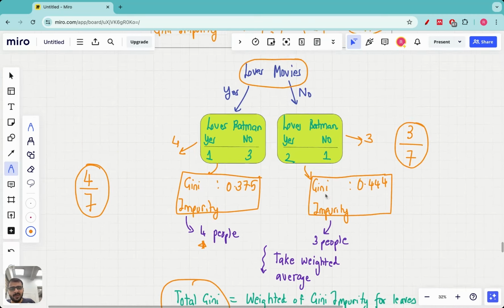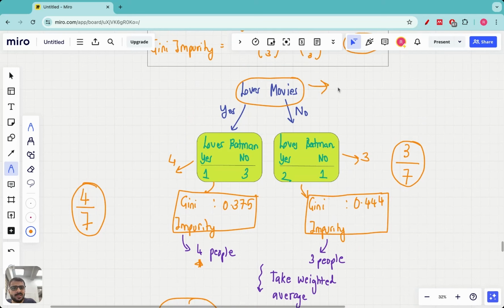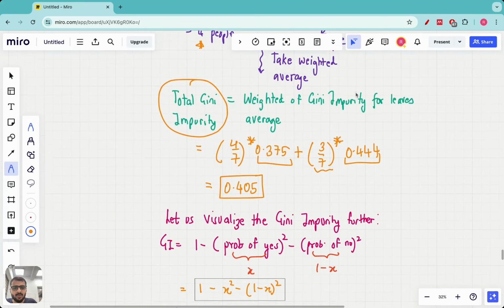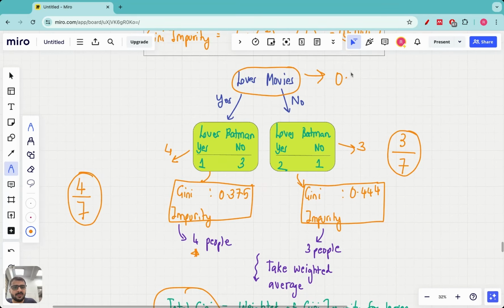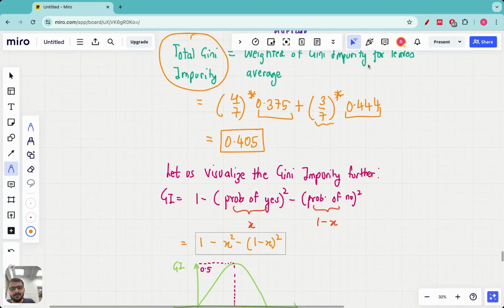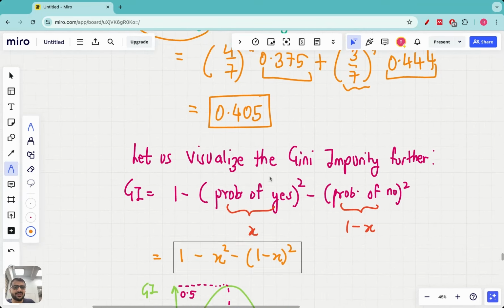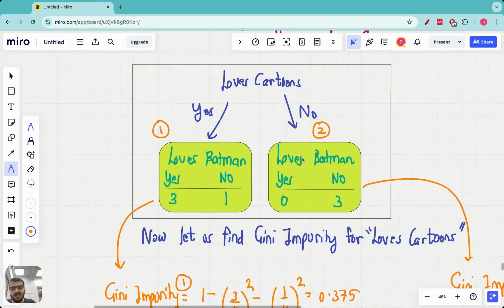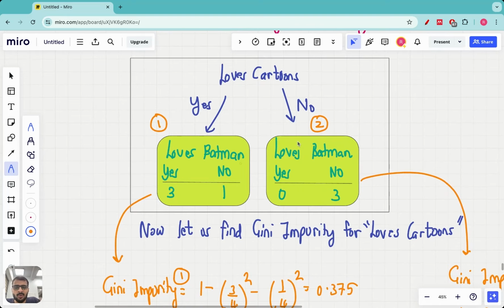Great. So the final conclusion is that the total Gini impurity for this question of Loves movies is equal to 0.405. Now, I had a section of visualizing Gini impurity here, but before that, let us actually calculate the Gini impurity for the Loves cartoons question.